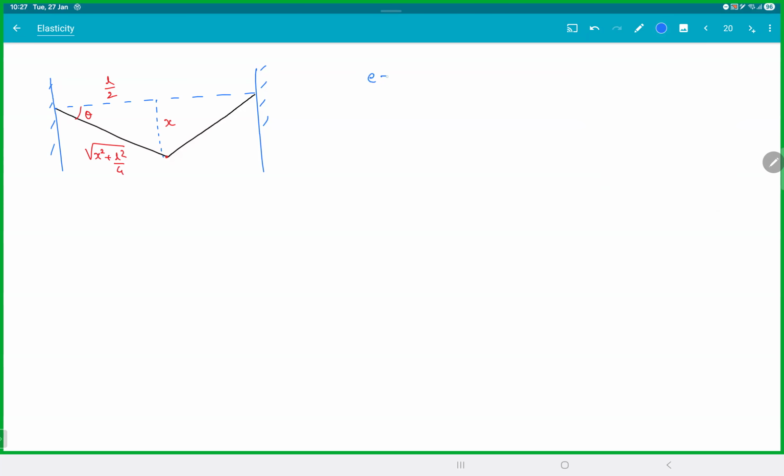So what is the elongation here? The elongation will be 2 times root over x square plus L square by 4, minus L. Isn't that the length of the thing? The new length is this, the V shape. That's your elongation, final length minus original length. So from here you can take L common. That would be L by 2 into 1 plus 4x square by L square whole power half, minus L. 2 2 will cancel.